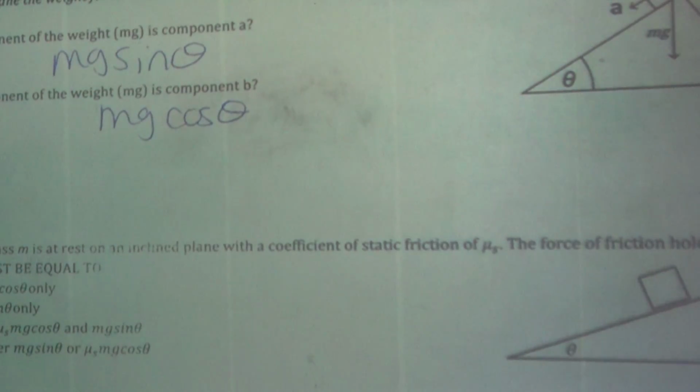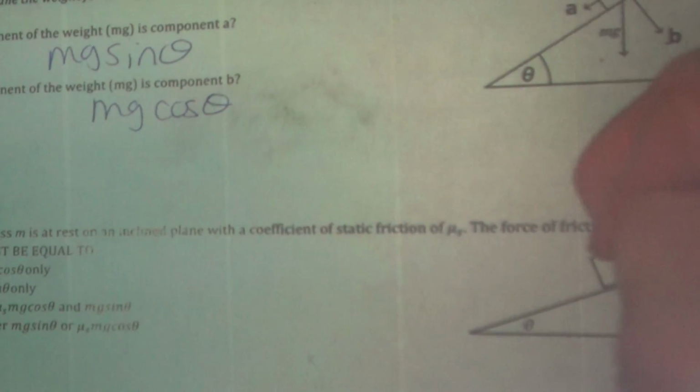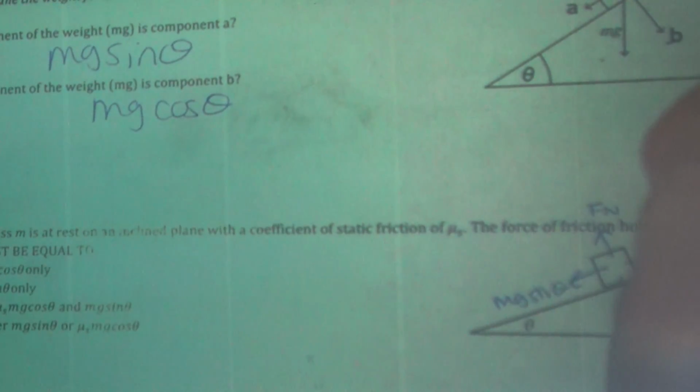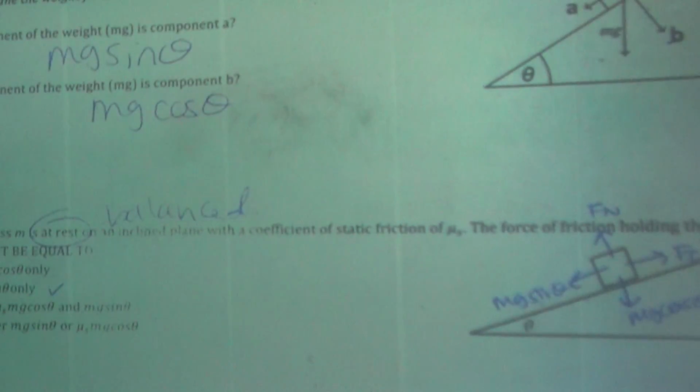A block of mass m is at rest on an inclined plane with a coefficient of static friction us. The force of friction holding up the block must be equal to what? So let's think about it. We've got our mg cosine right here, we've got our mg sine, and this is my normal force, and this is my friction force. Well, if it's at rest, that tells me my forces are balanced. So I for sure know the force of friction must be equal to mg sine. That's got to be true because they're balanced. So we can cross off D and A because they don't include mg sine.